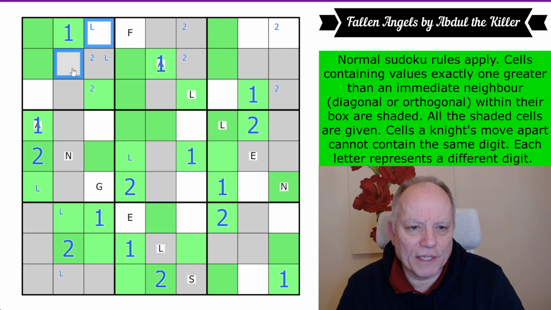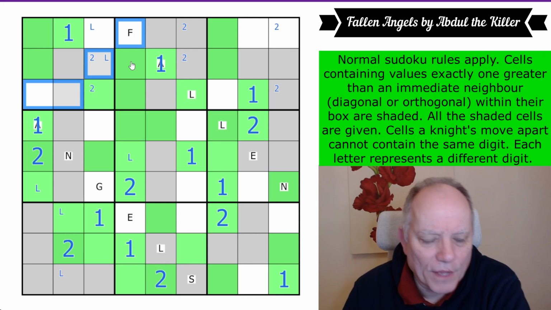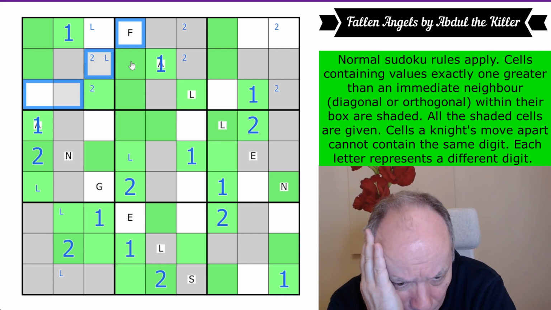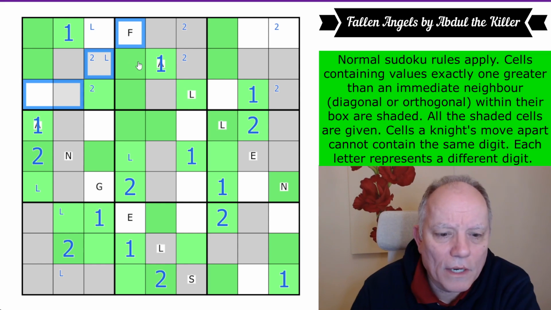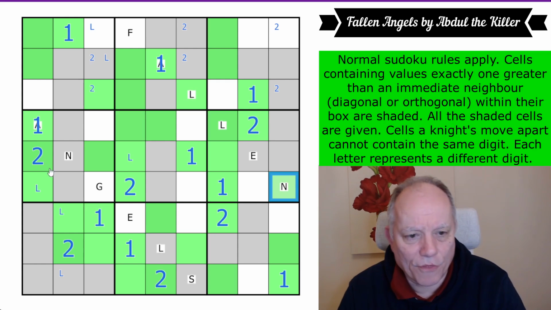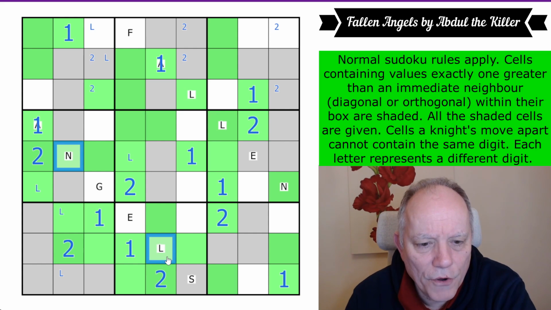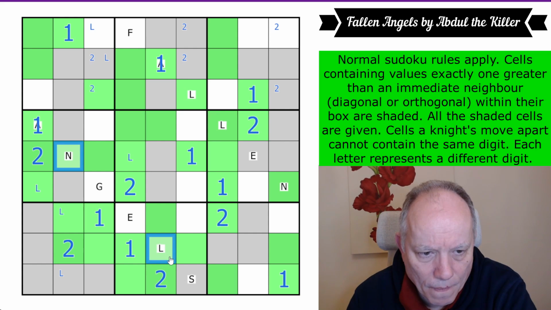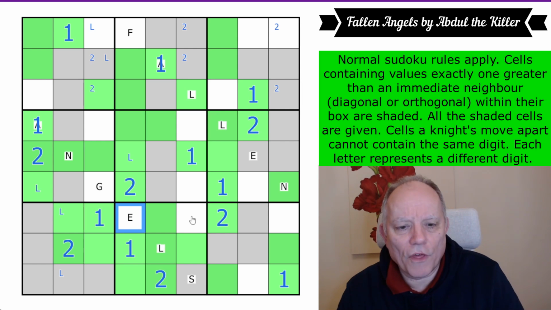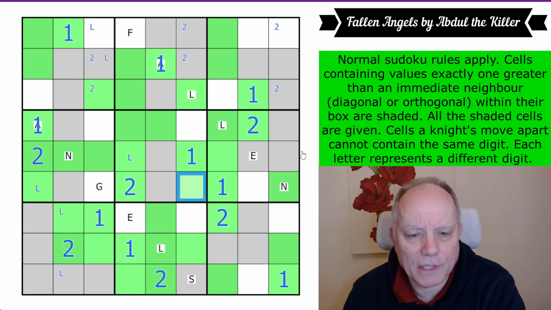That rules out these 2 cells, so those remain in box 1. I don't think that does me any good at all. Oh, hang on. L is not 3. We've covered some L's, and N is not 3. And I don't know about E. In fact, I rather suspect E is 3. But that gets rid of 2 more cells. Now, those 3 cells all see that one, including by knight's move. So that's gone.